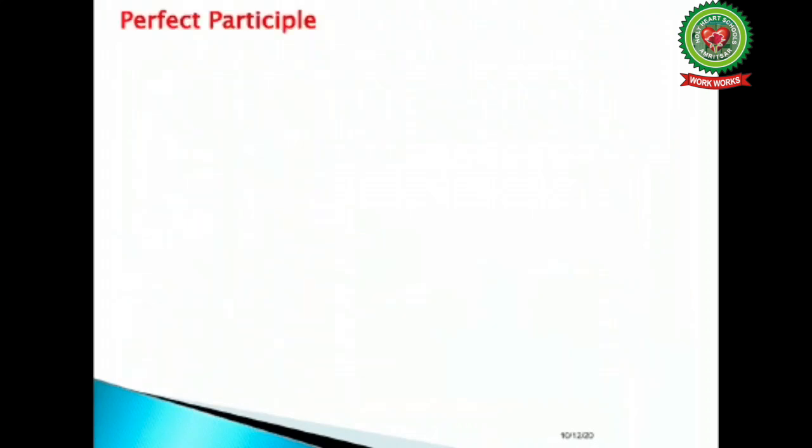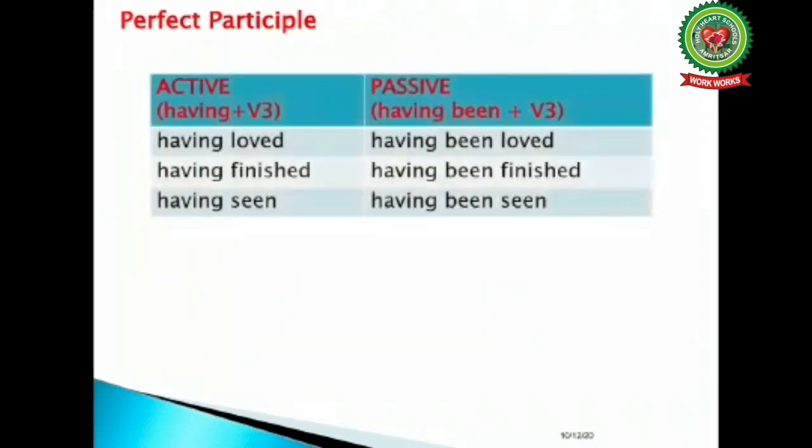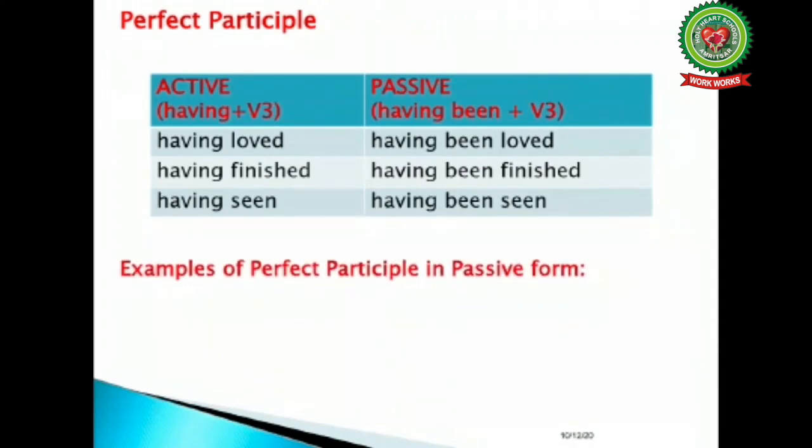Now let us understand the forms of perfect participle. In active voice, the perfect participle is having plus third form of verb. And in passive form, it is having plus been plus third form of verb. For example, having loved becomes having been loved. Having finished becomes having been finished. Having seen becomes having been seen. Examples of perfect participle in passive form.